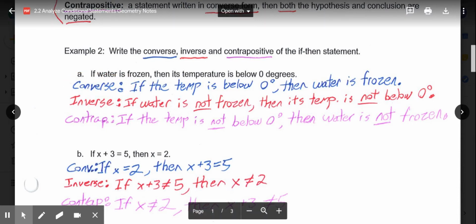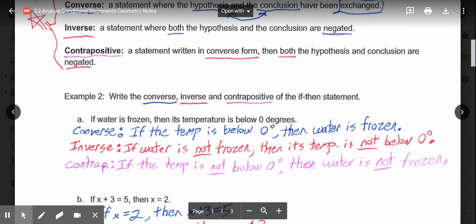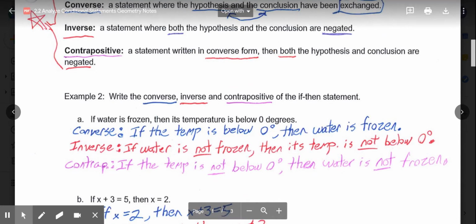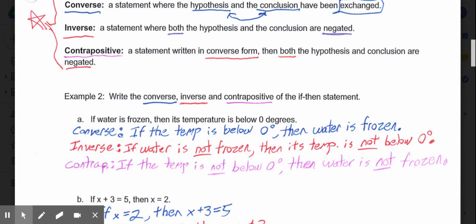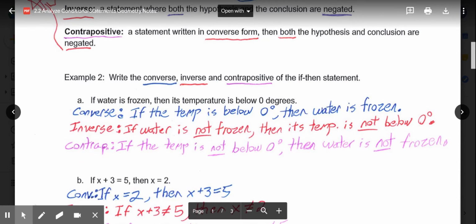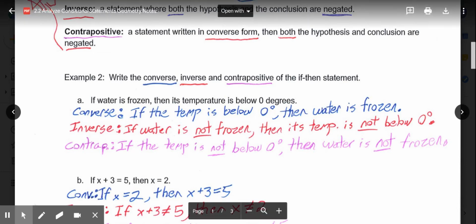The converse tells us we want to, look here, reverse the hypothesis and conclusion. So we're just going to flip the order, and it would say, if the temperature is below 0 degrees, then the water is frozen. Our inverse is taking the original statement and negating both the hypothesis and the conclusion. So the inverse would say, if the water is not frozen, then the temperature is not below 0 degrees.